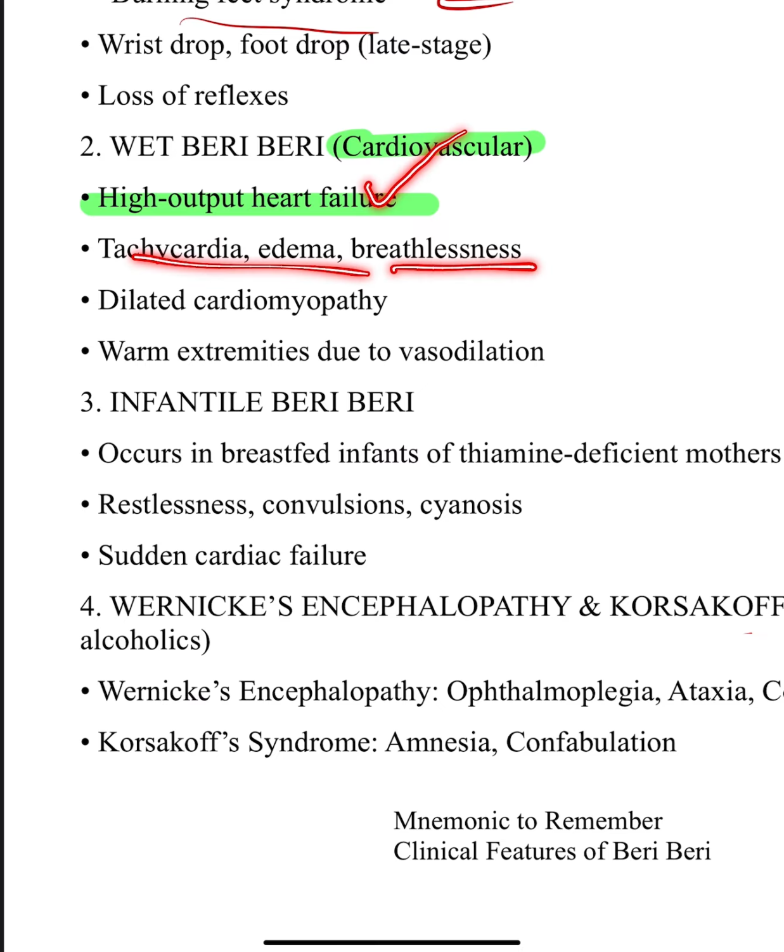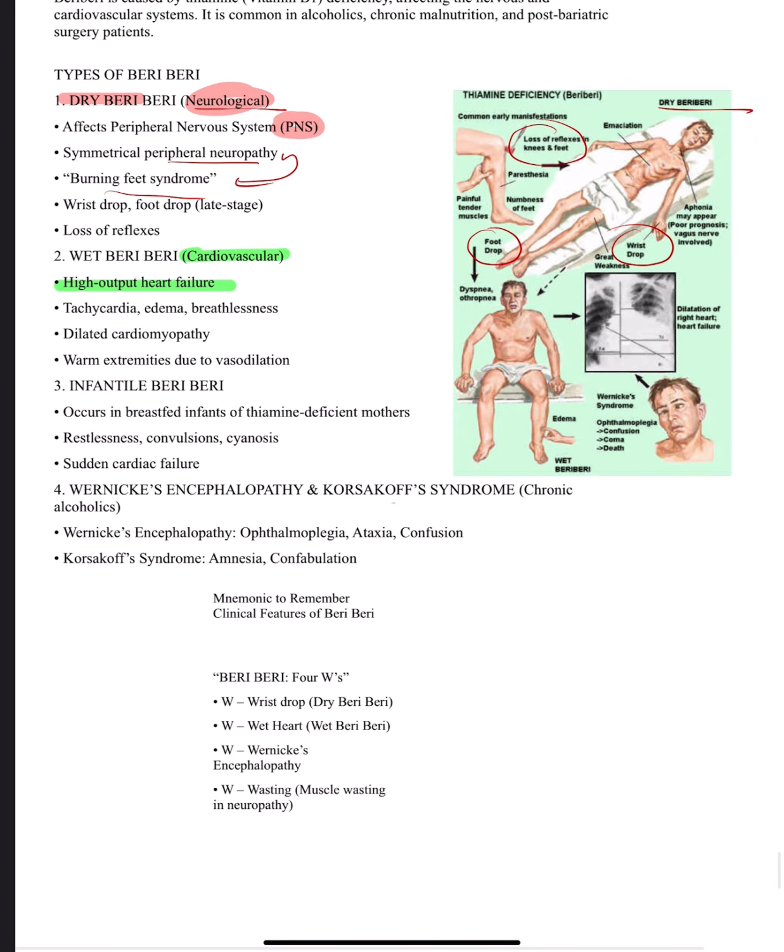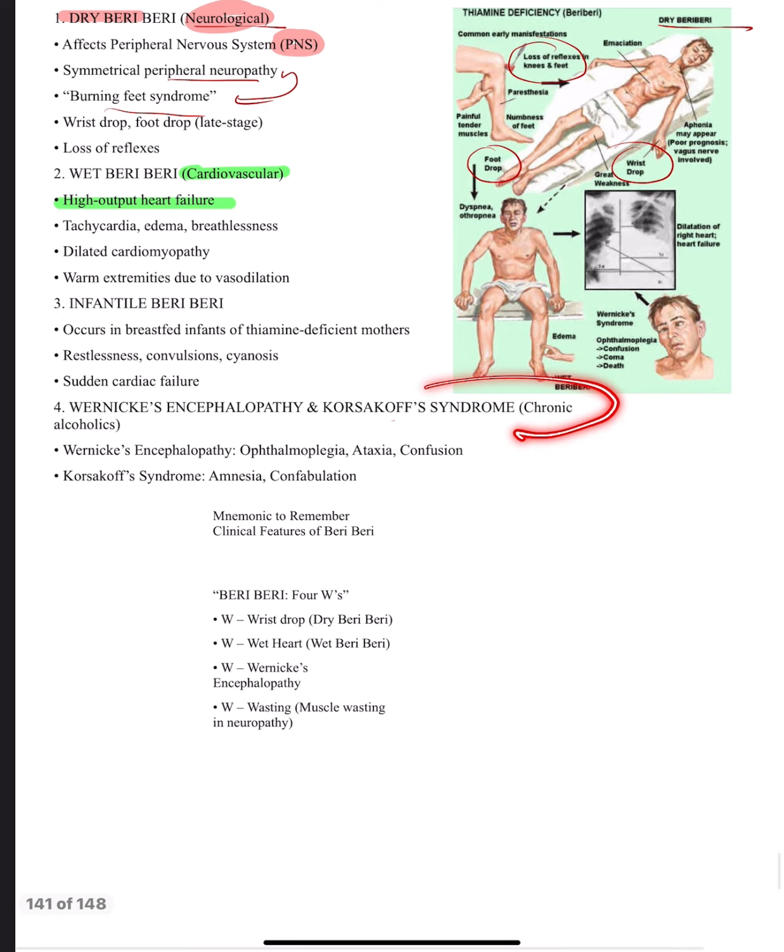So tachycardia, edema, breathlessness. Okay, and infantile beriberi is seen in breastfed infants of thiamine deficient mothers. So here the children will be restless, with convulsions, cyanosis, all this would be seen. Wernicke's encephalopathy and Korsakoff syndrome. This is seen in chronic alcoholics, mentioned that.